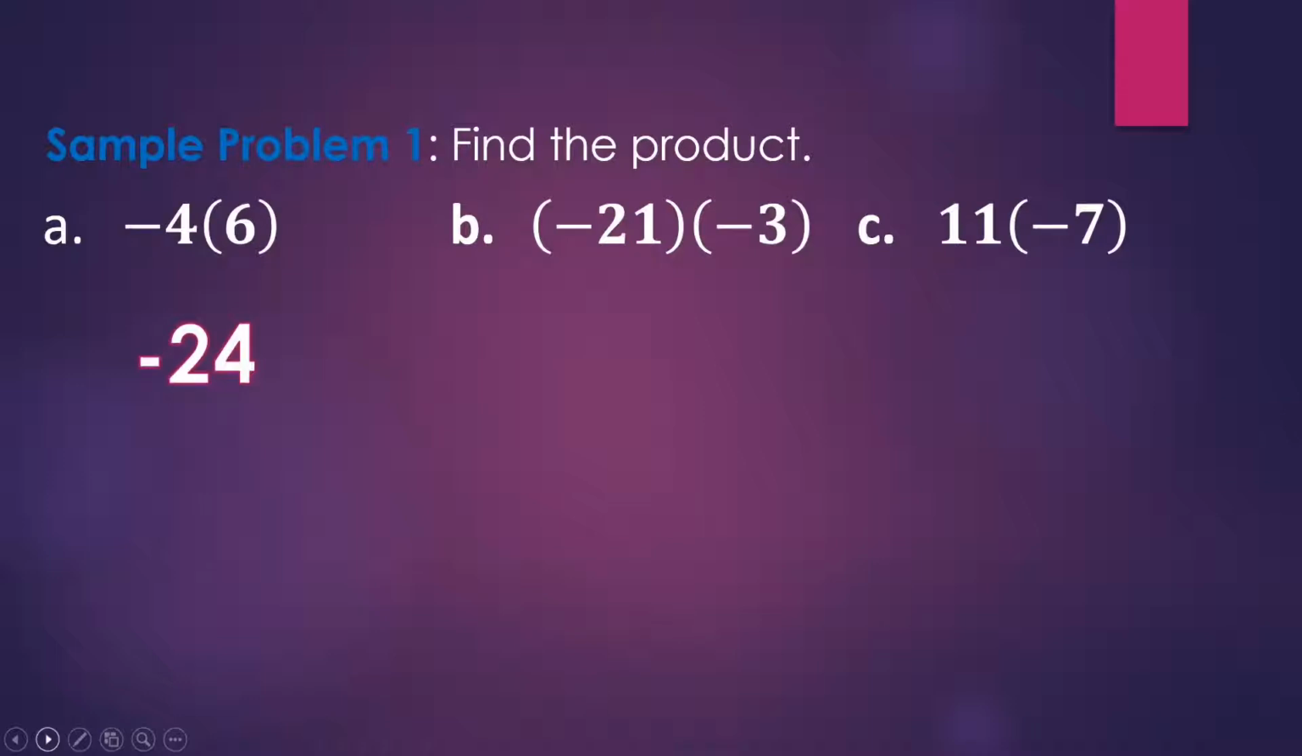Now B, I have a negative times a negative, so they're both the same sign, and I'm multiplying, so that gives me a positive 63. And then last but not least, 11 times 7, I'm pretty sure everyone knows is 77. However, 1 is negative, so I should have a negative 77. Pretty straightforward. You have to know the rules, and you have to know they're different than the addition rules.